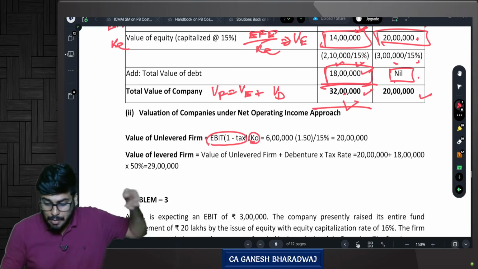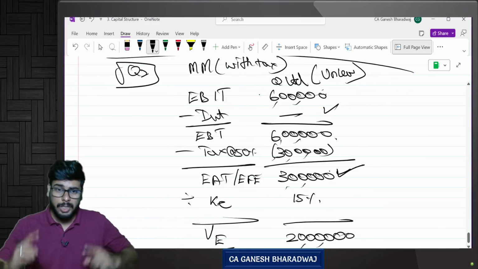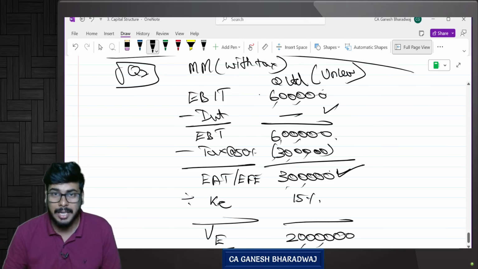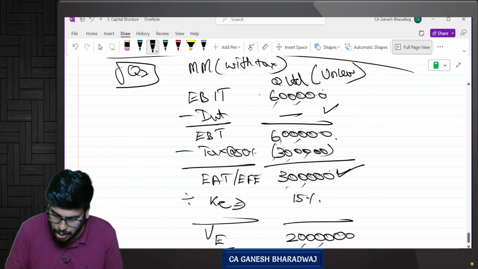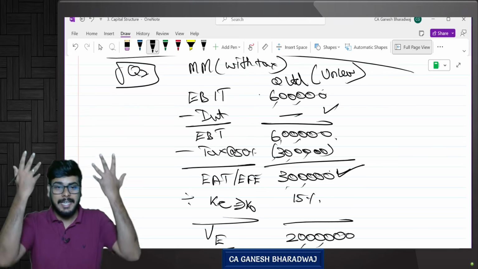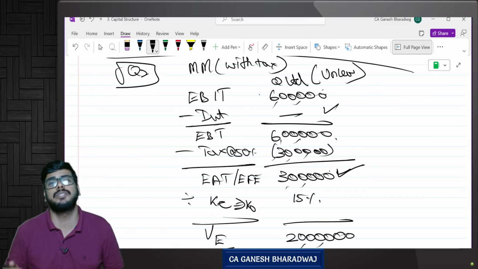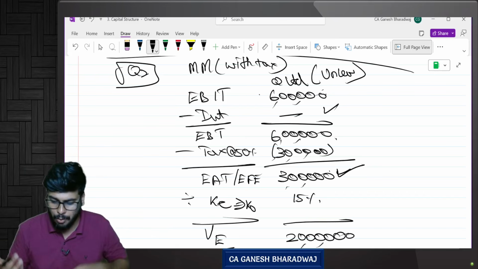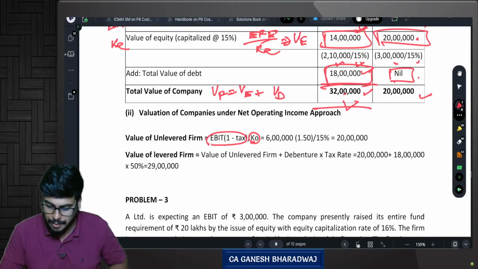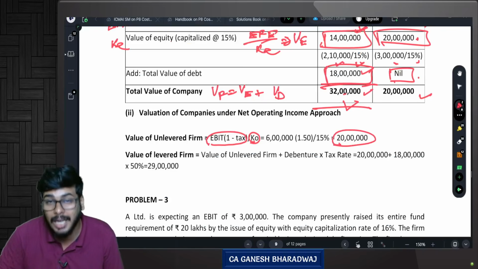So why KO? Because this is an unlevered entity, an all-equity entity. Correct? Yes. This KE is equal to KO. Correct or not? Because the entire source of finance is only KE. So for them, the overall cost of capital is only KE. Are you clear with this? You can also put KE, or if you want, you can put KO. Anyways, you will get the same thing. Are you clear with this? So you get the value of this unlevered firm.